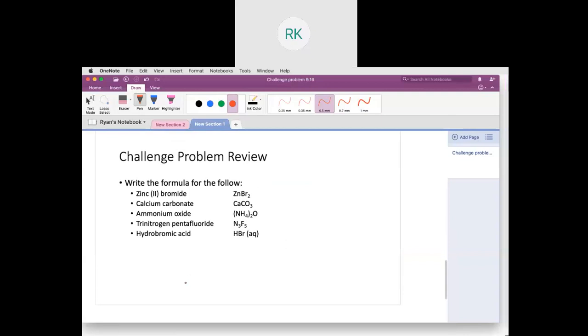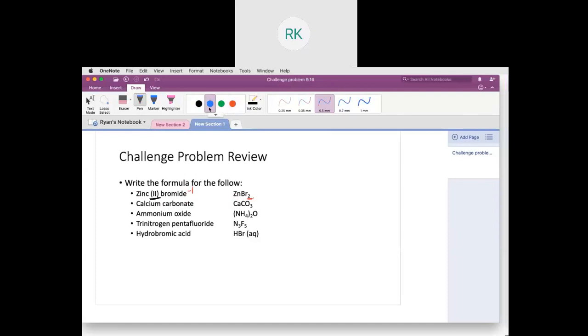Coming on to this last side, where I ask you to write the formula from the name. Zinc 2 bromide. This whole principle has to do with balancing charges. Zinc here, we are told, has a +2 charge. Bromide, aka bromine, has a -1 charge, typically. And so for the bromine to cancel out the +2 charge from the zinc, we need 2 of them. So ZnBr2, zinc bromide.